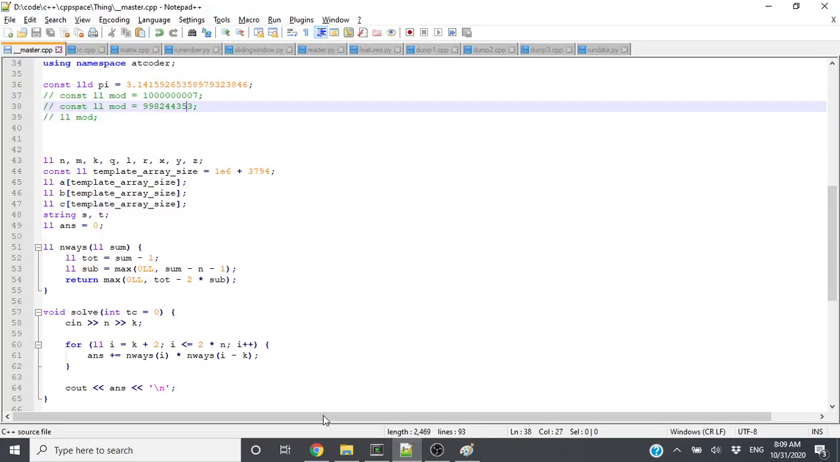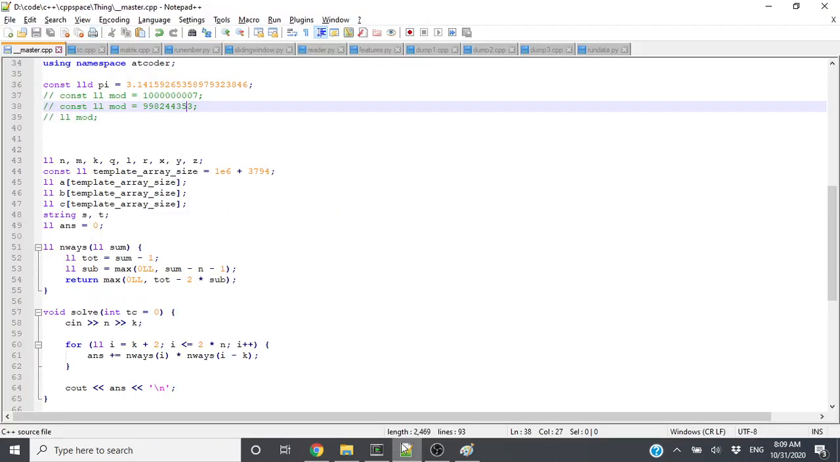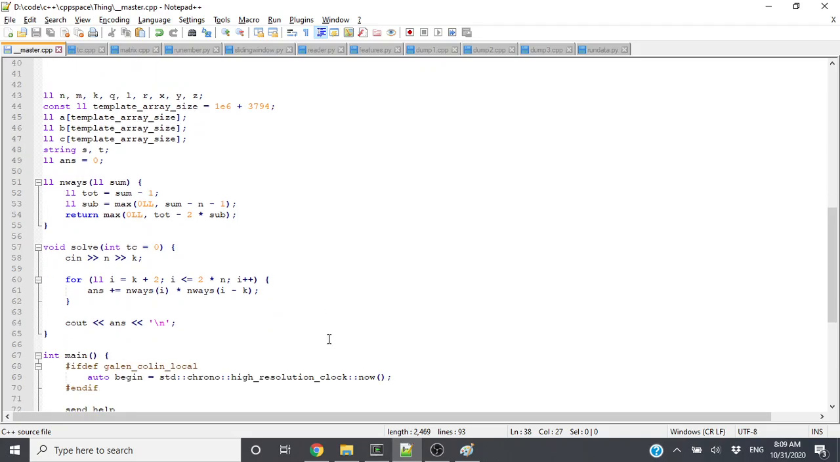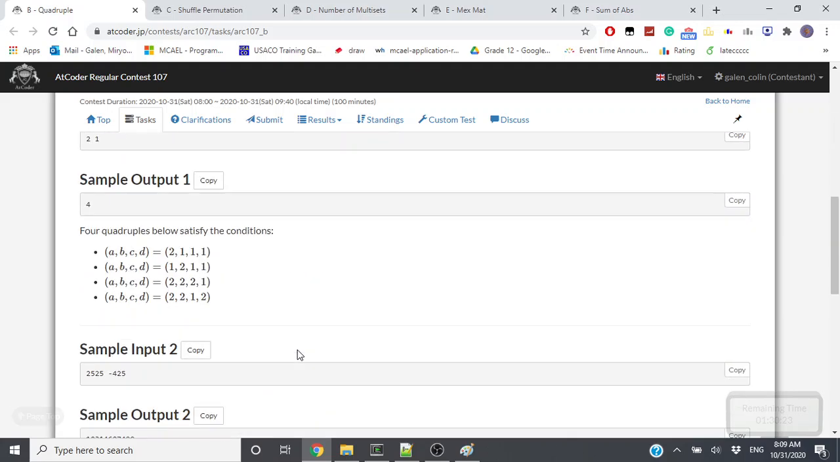Okay. That looks good. I mean, it's right. Is that gonna work everywhere? I think so. Sum minus 1, sum minus m minus 1, top minus 2 times that. And then this is just sum the things up.